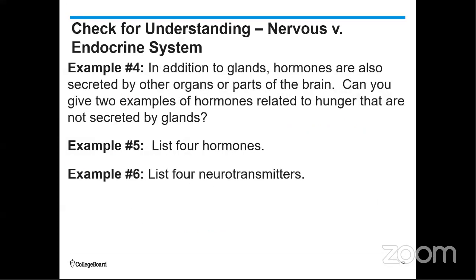Okay, a couple more examples. And with example 4, you might have to think back to some things you learned in class. And while I can't imagine an AP exam question where they're asking you to just randomly list hormones and neurotransmitters, I think it's helpful for you to separate them so you don't confuse the two.